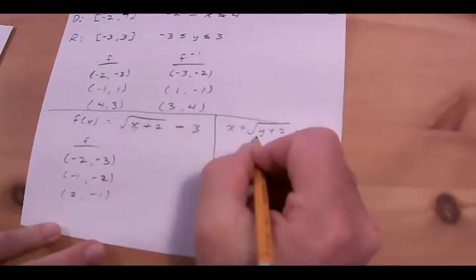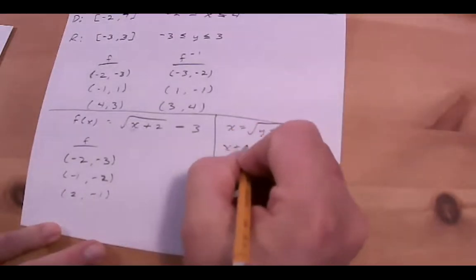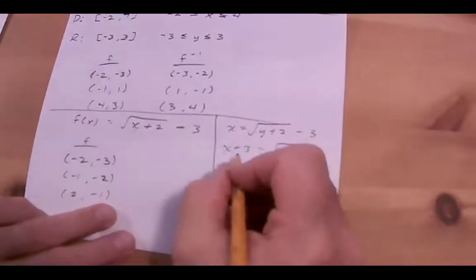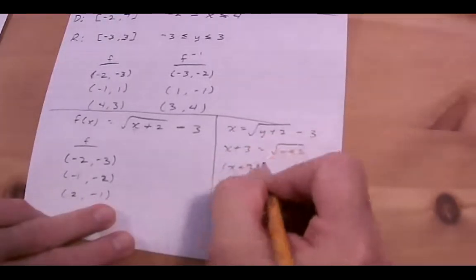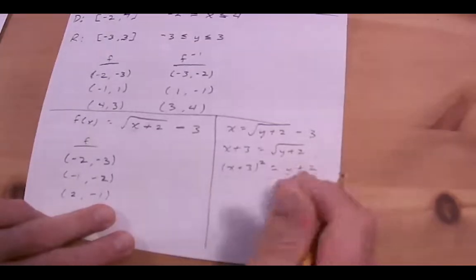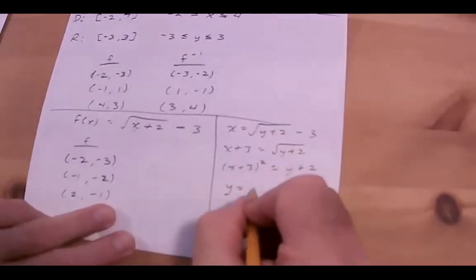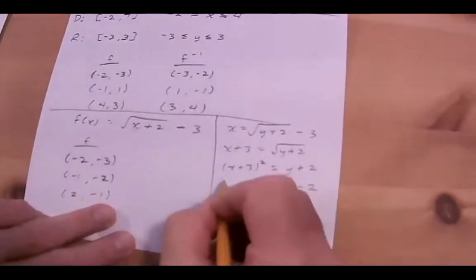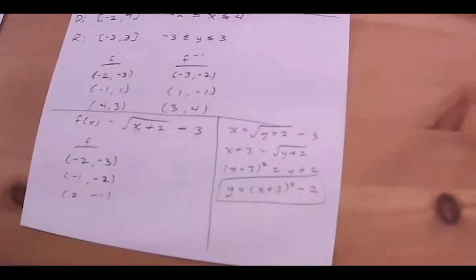All right, so I'm going to bring the 3 over. x plus 3 is equal to root y plus 2. I'm going to square it, and then subtract the 2. And I get y is equal to x plus 3 quantity squared minus 2. And that's the inverse. Okay.